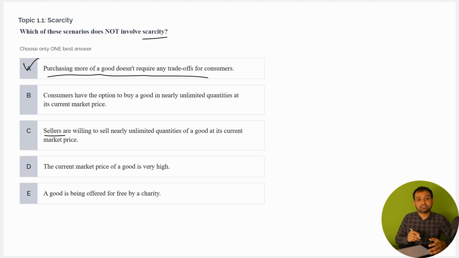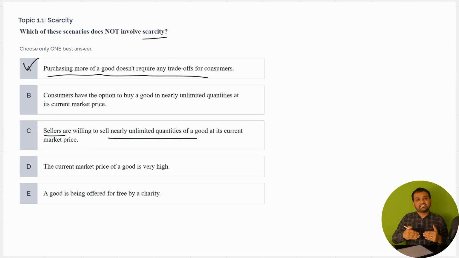Option C, sellers are willing to sell nearly unlimited quantities of a good at its current market price. Okay, so now we have to apply the concept of scarcity when it comes to sellers. Sellers are producers. They're producing something with resources, and even though they may be willing to sell a huge quantity of a good at some price, it doesn't mean they're not giving up something else. For instance, a singer may be willing to sell unlimited copies of his music, like maybe a music track. But when he decided to make that music, he still gave up the option to do some other things, maybe concerts, maybe some other career.